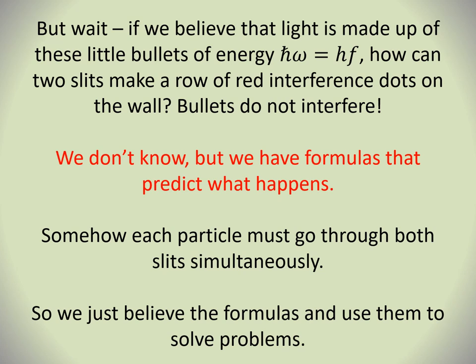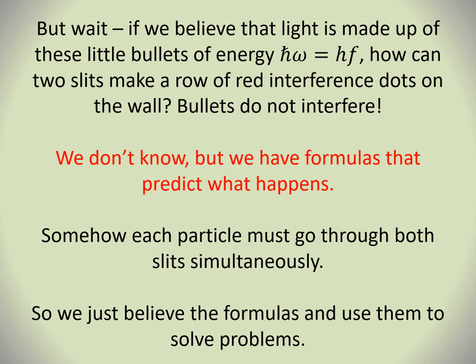But look, this is crazy. If we believe that light is made up of these little bullets, how can two slits make a row of red interference dots on a wall, like we saw in class? Bullets don't interfere. Well, we don't know the answer to this question, but we have formulas that predict what happens.